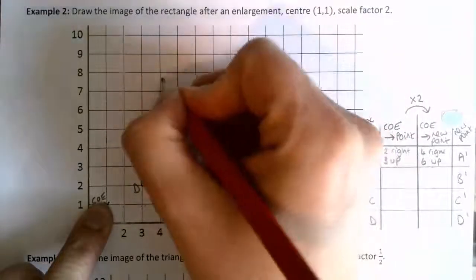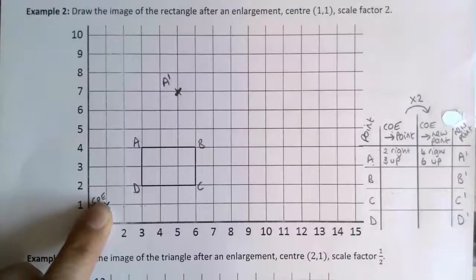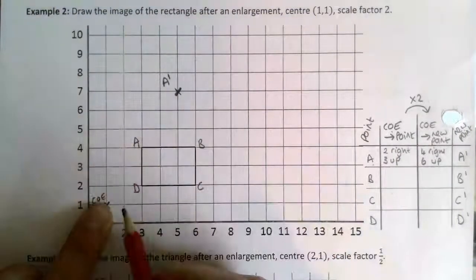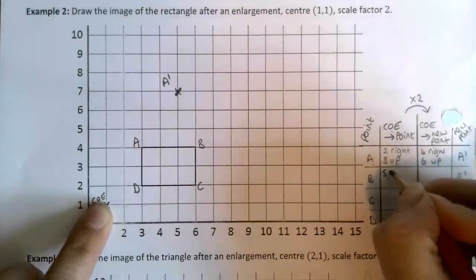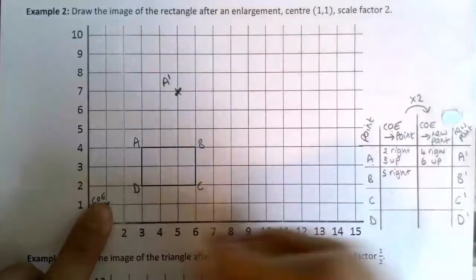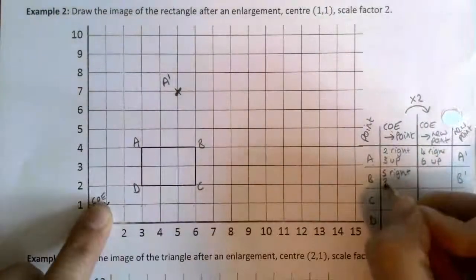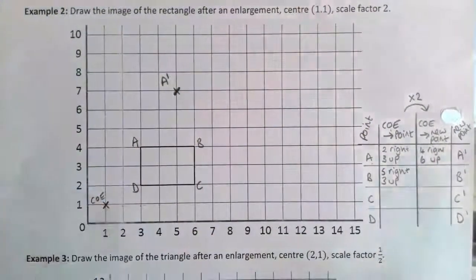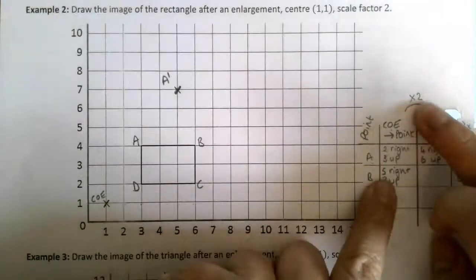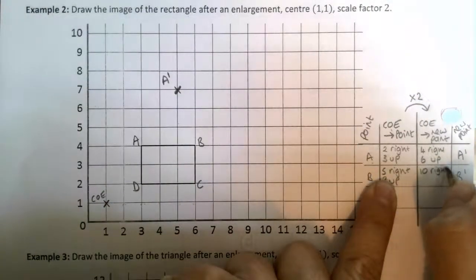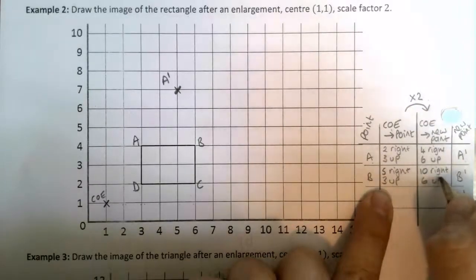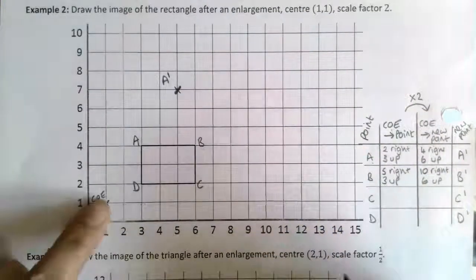So that's going to be my new point A, which remember is called A dash. And then we do the same for B. So B is 1, 2, 3, 4, 5 right and 3 up. Once we apply our scale factor by multiplying by 2, our new point is going to be 10 to the right and 6 up. And that's B dash. So let's do that.